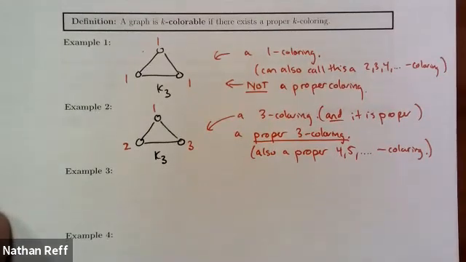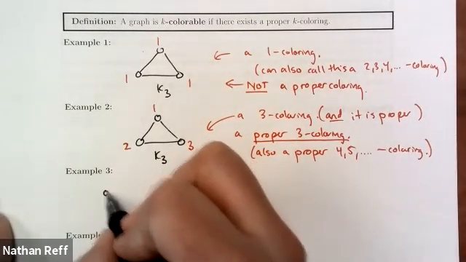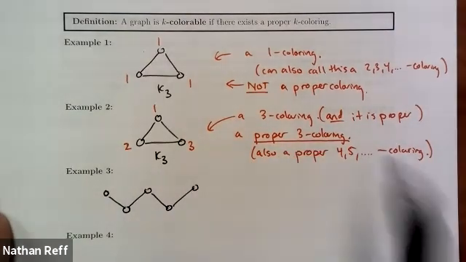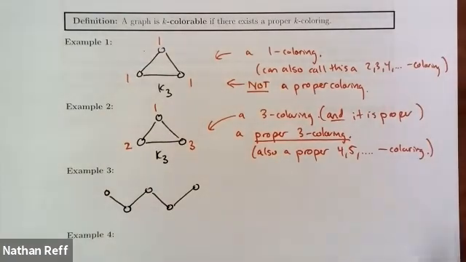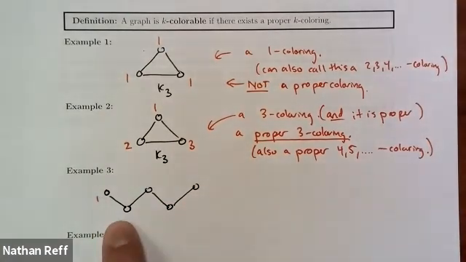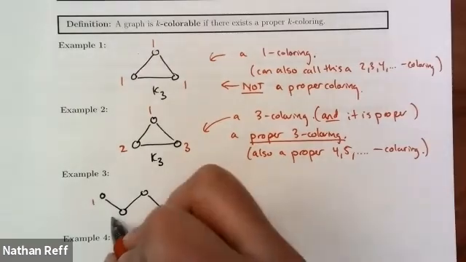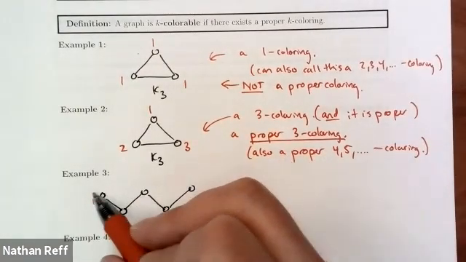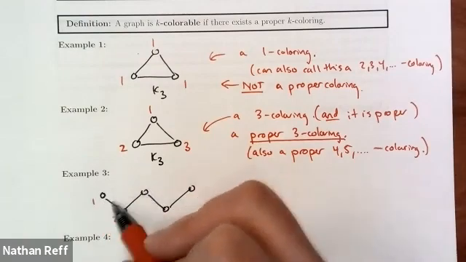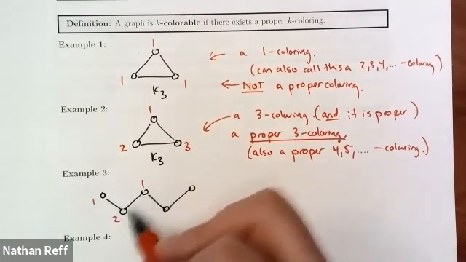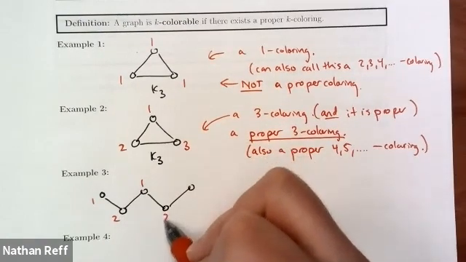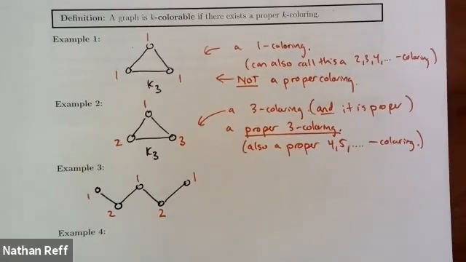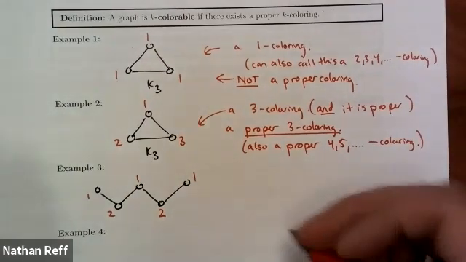Okay. What's another type of structure that we encountered in this class? Well, path graphs. So this graph, if I color this first vertex a 1, I certainly have to use a different color for the second vertex, 2. And now I can actually reuse 1 because this vertex is not adjacent to the next one. So I can reuse 1 again. Now I can reuse 2, and now I can use 1 again. So look, this is a path graph, and it's a proper 2 coloring.